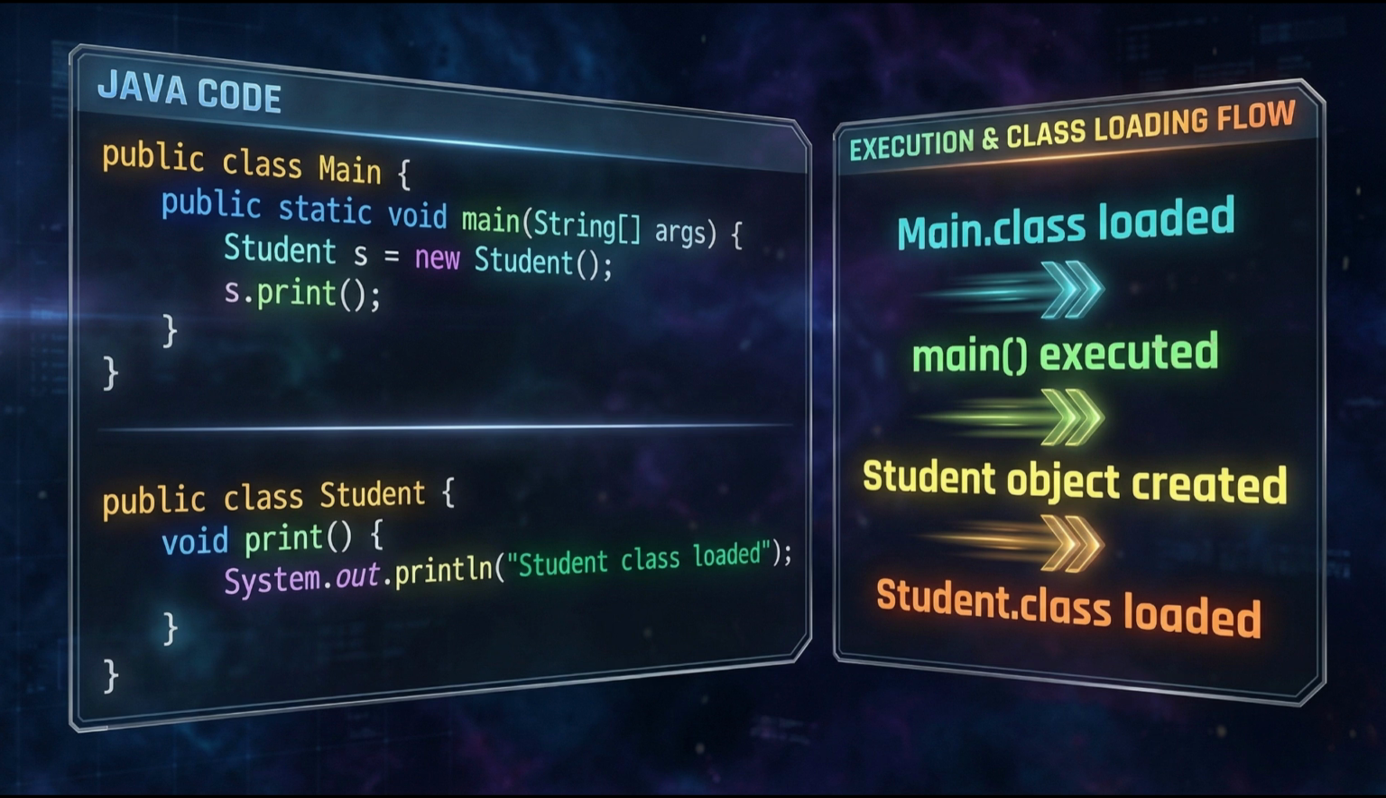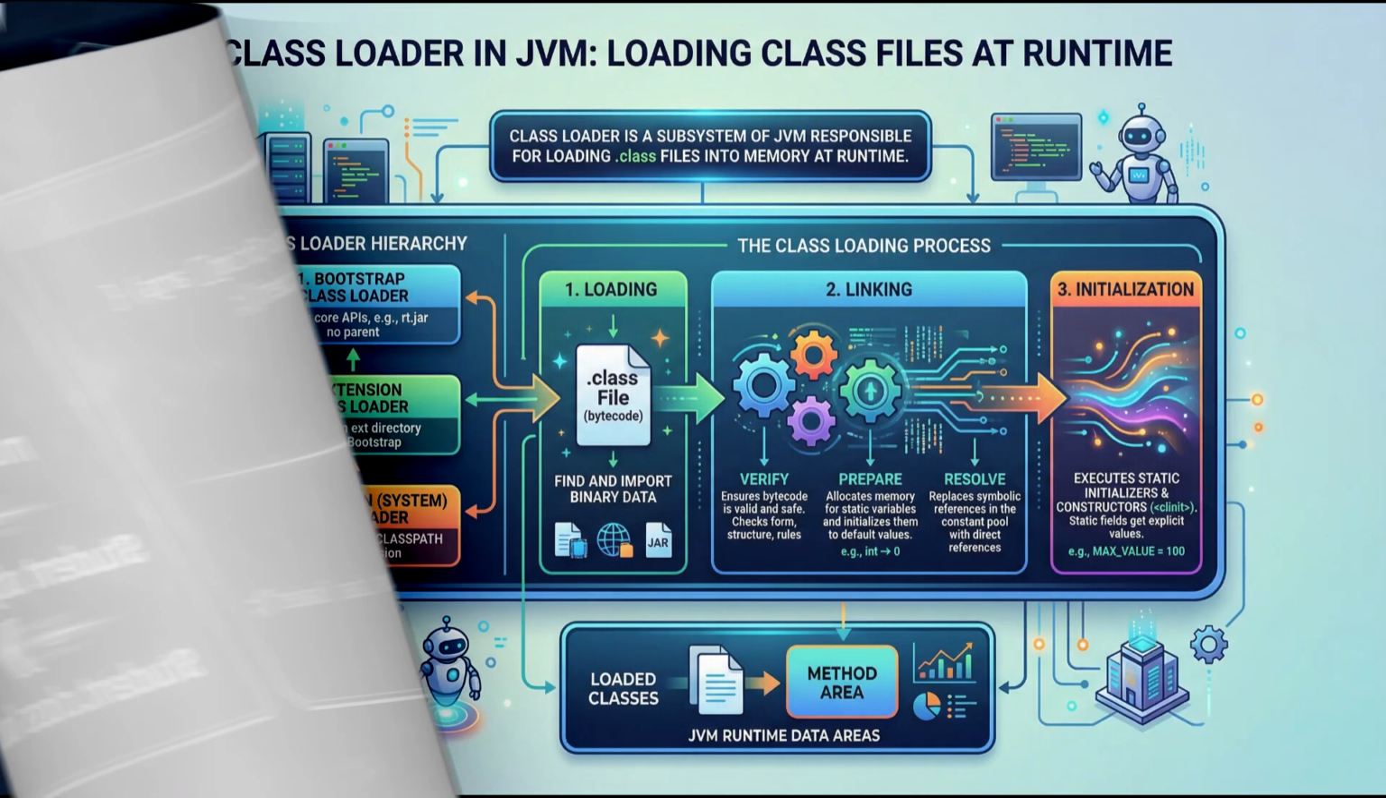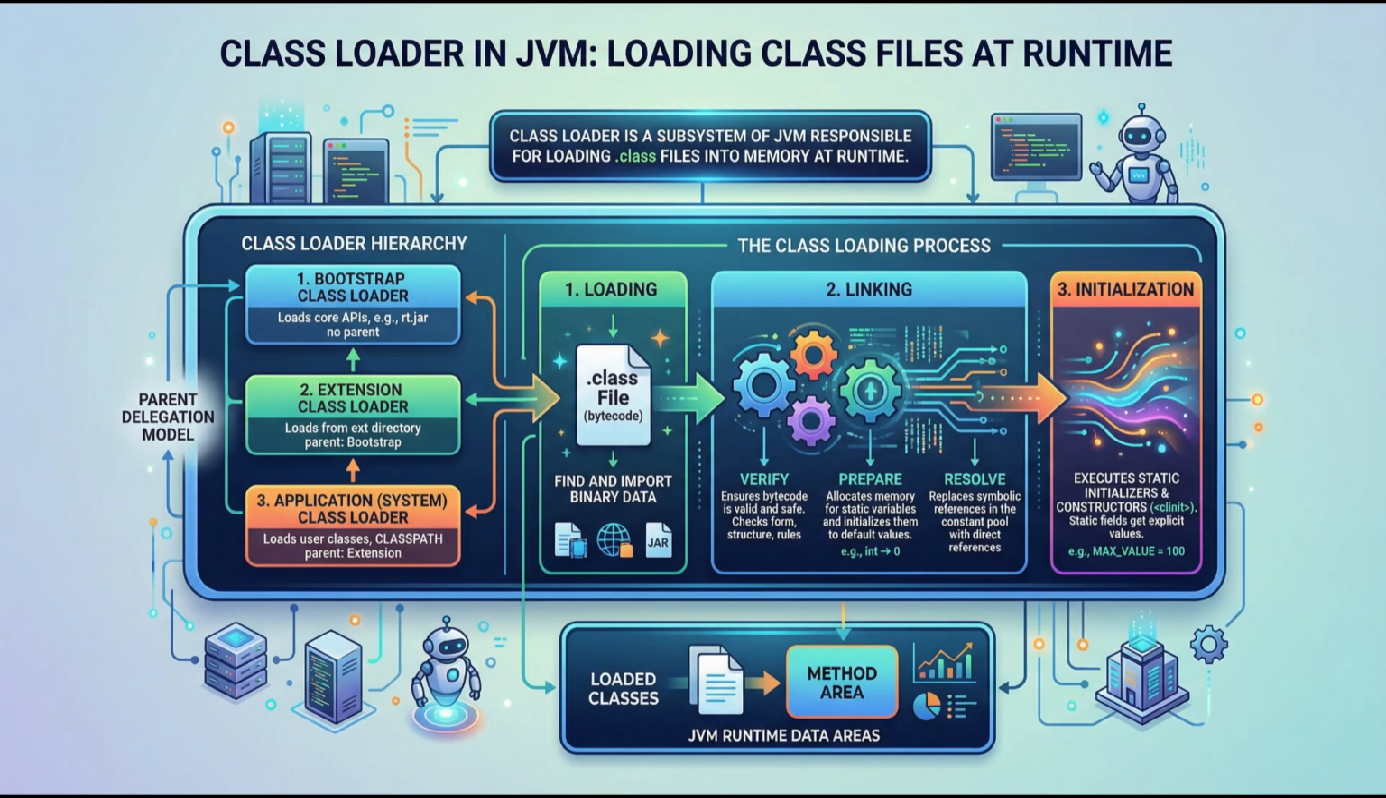Then, when JVM sees that you are creating a new object, it loads that class at that moment. So the flow becomes: main class loads, execution starts, object is created, then the required class loads. This is called dynamic class loading. There are 3 types of class loaders: Bootstrap class loader loads core Java classes, extension class loader loads external libraries, application class loader loads your code.